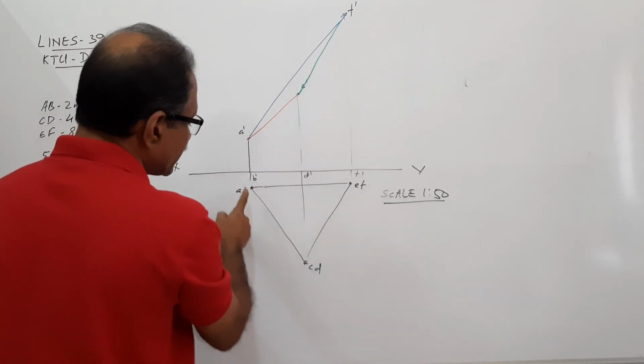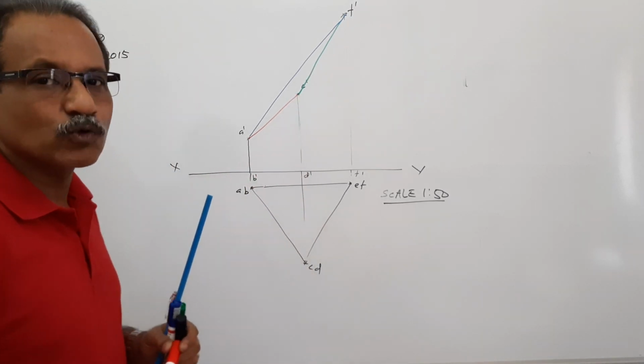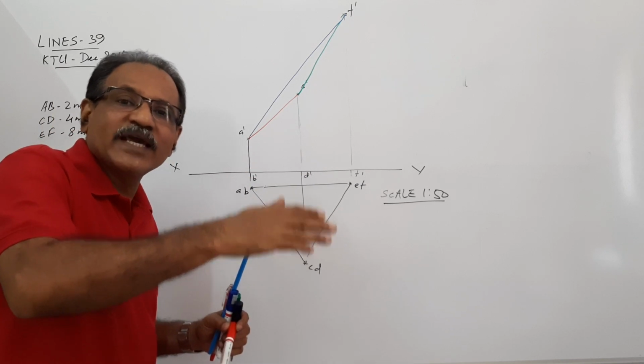A dash, C dash is elevation, AC is the plan. How do you find the true length and theta? Make the plan parallel to XY, then the elevation is true length.